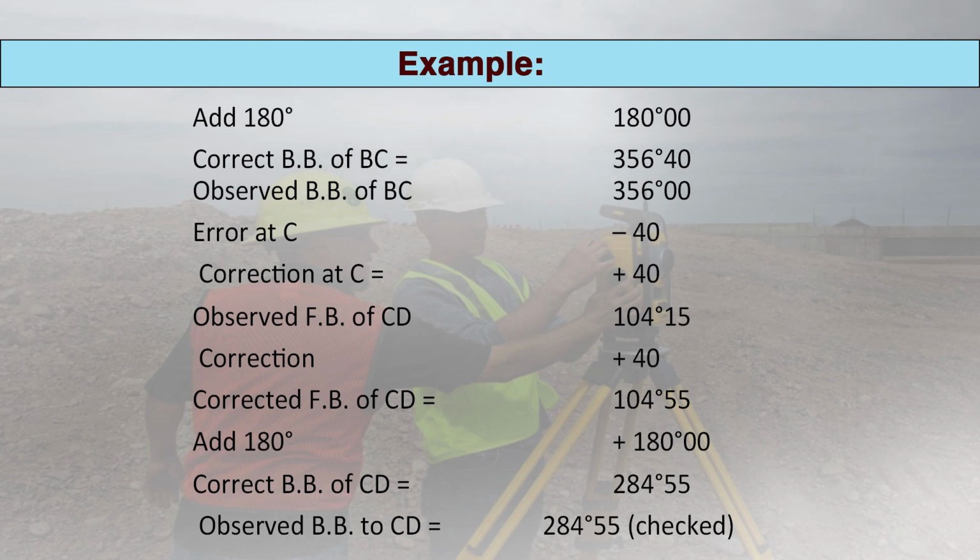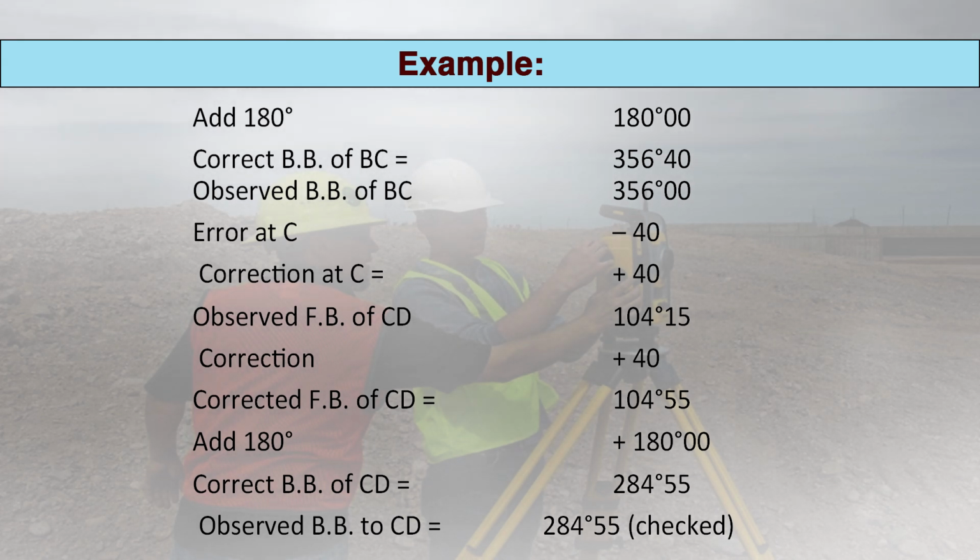Now, we will add 180 degree to find the correct back bearing of BC, which will be equal to 356 degree 40 minutes, but the observed back bearing of BC is given as 356 degree. So, the error at C will be minus 40 minutes, and hence the correction will be plus 40 minutes. So, observed fore bearing of CD is given as 104 degree 15 minutes. Hence, correction will be plus 40 minutes. So, corrected forebearing of CD will be 104 degree 55 minutes.